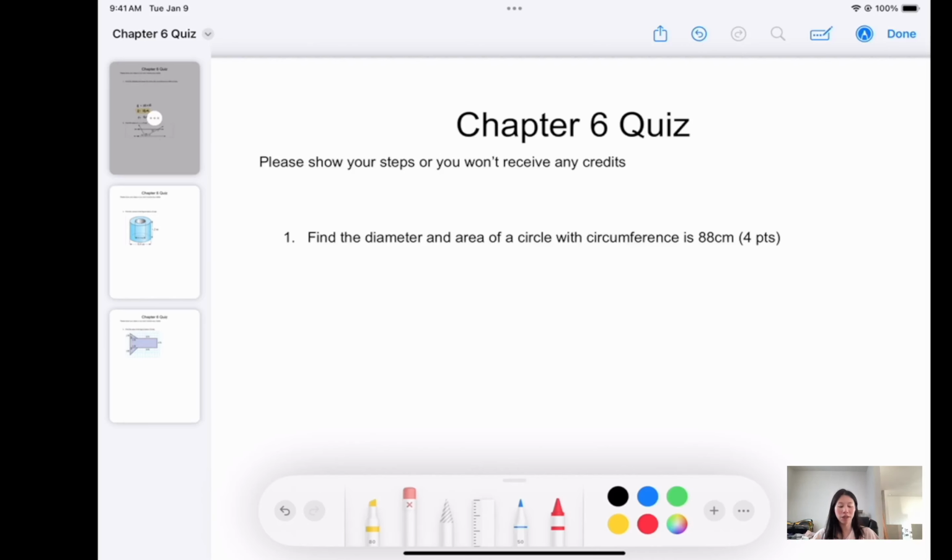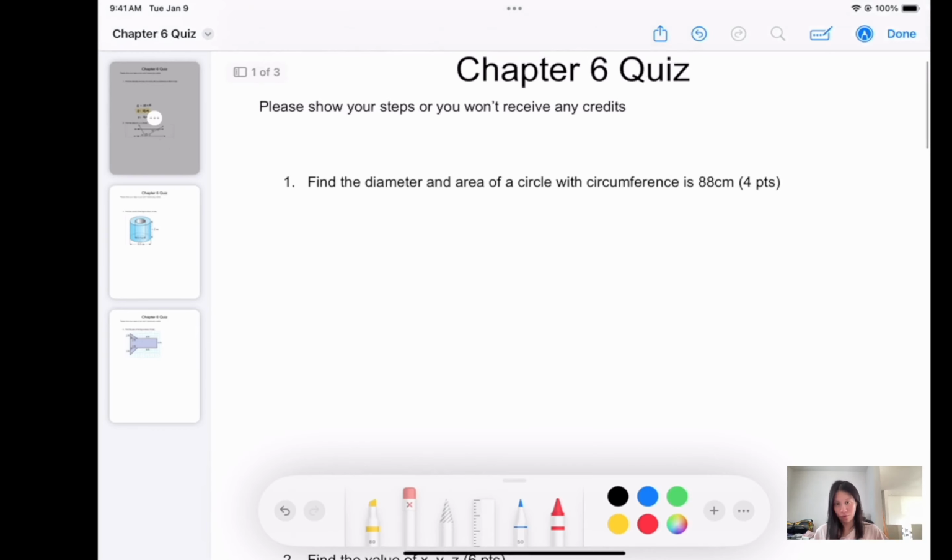Hello, so in this video I'm going to go over questions 1 to 1.4. So the first one is: find the diameter and the area of a circle with a circumference of 88 centimeters.